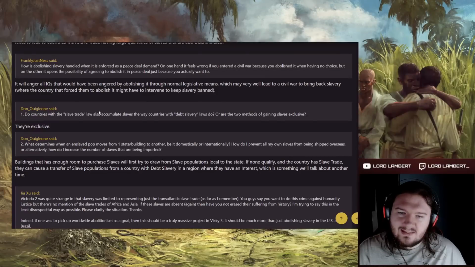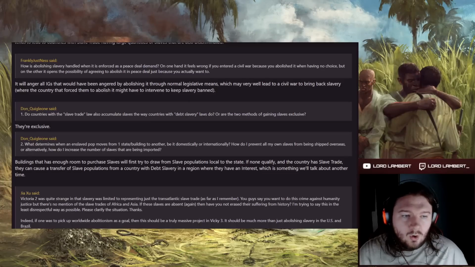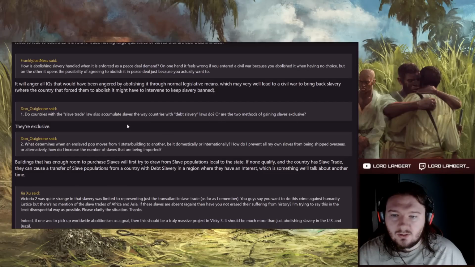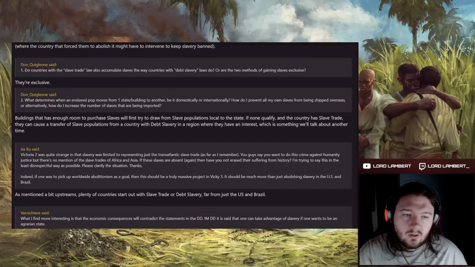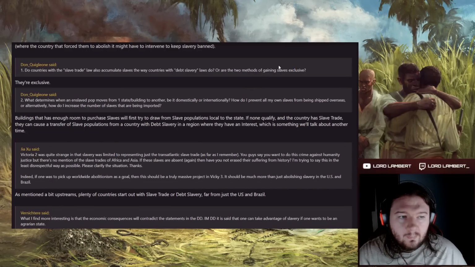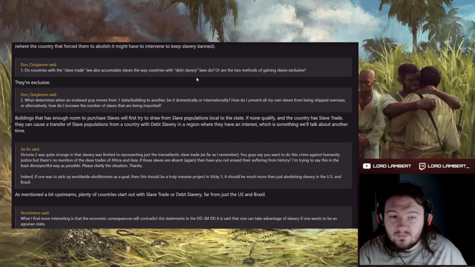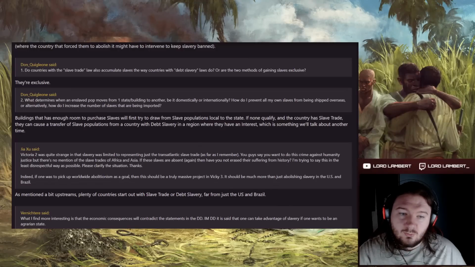Do countries with the slave trade law also accumulate slaves the way that countries with debt slavery laws do? Or are the two methods of gaining slaves exclusive? They are indeed exclusive. What determines when an enslaved pop moves from one state and building to another, be it domestically or internationally? How do I prevent all my own slaves from being shipped overseas? Or alternatively, how do I increase the number of slaves that are being imported? Buildings that have enough room to purchase slaves will first try to draw from the slave populations local to the state.